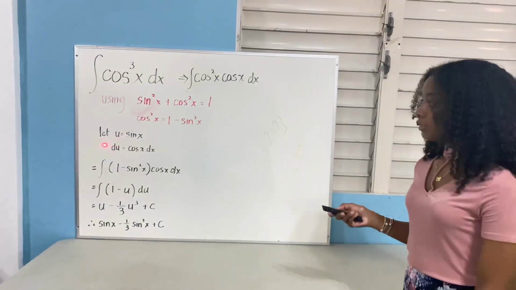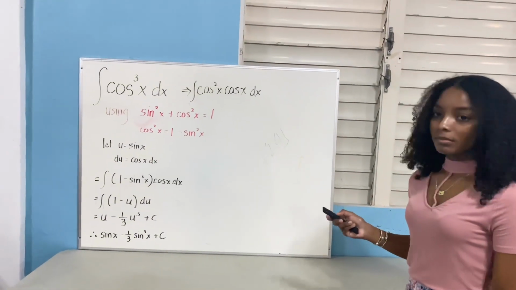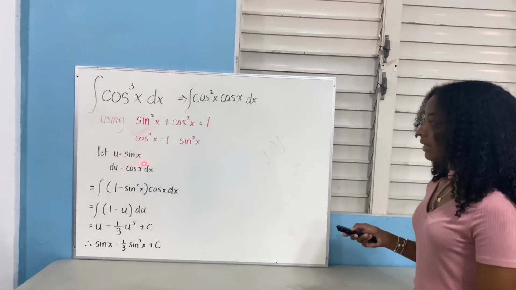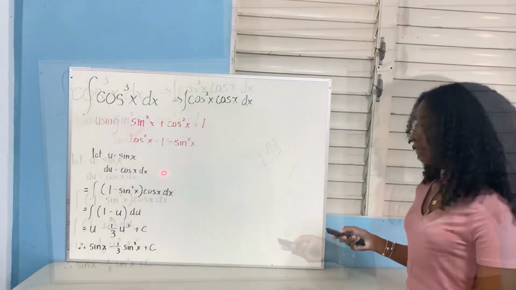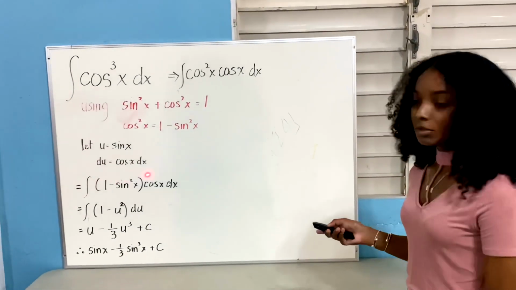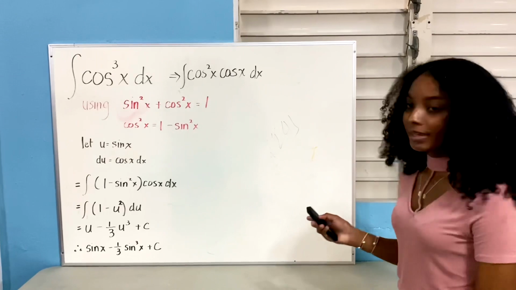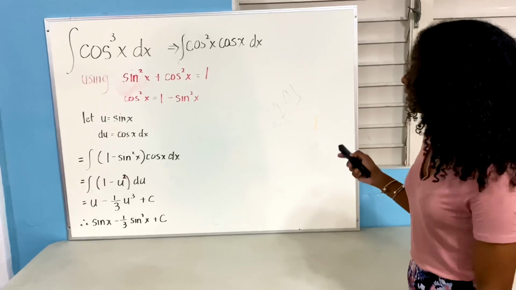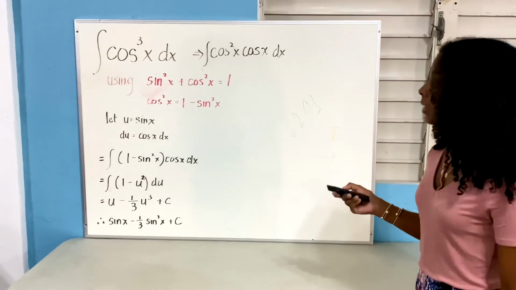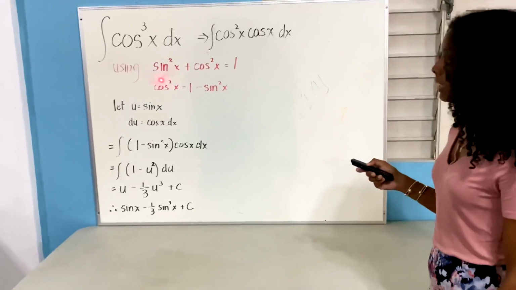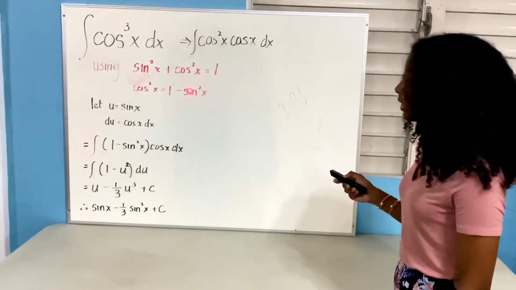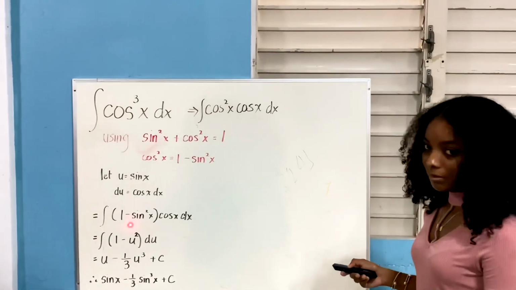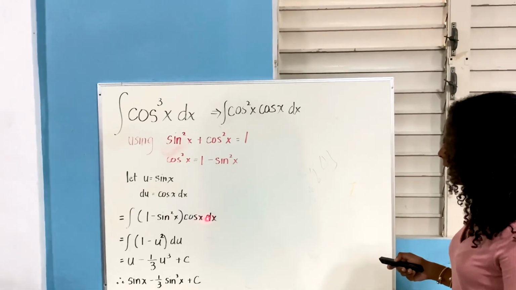We will be using the substitution method to solve this integration problem. So we will let u equal sine x and du equal cosine x dx. Once we have found our substitutions and our trigonometric identity that we'll be using to find our final answer, we can now begin to substitute into the original problem. So we recall that cosine squared x is equal to 1 minus sine squared x. So we substitute that where the cosine squared x should be. So that's the integral of 1 minus sine squared x times cosine x dx.